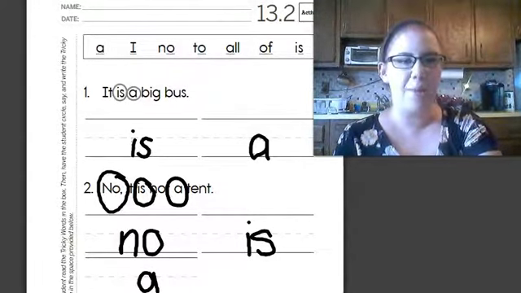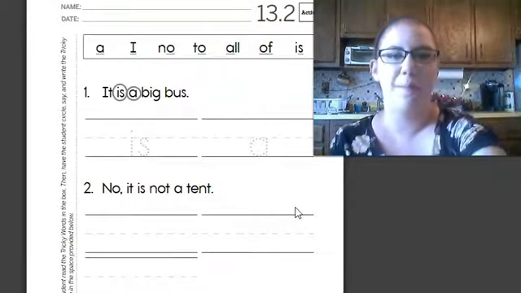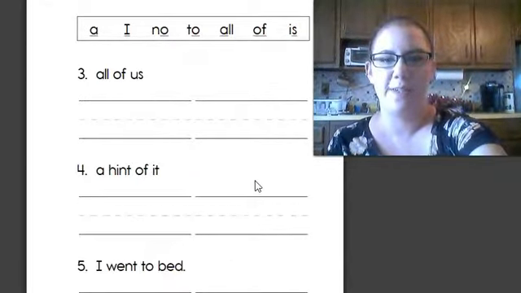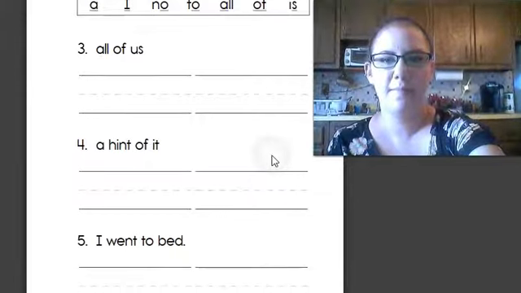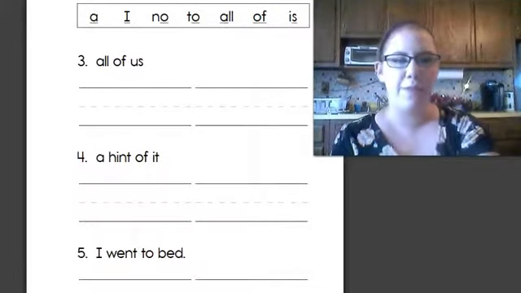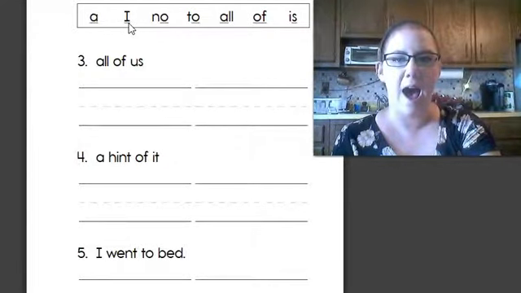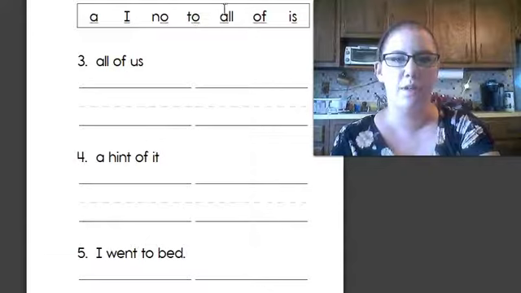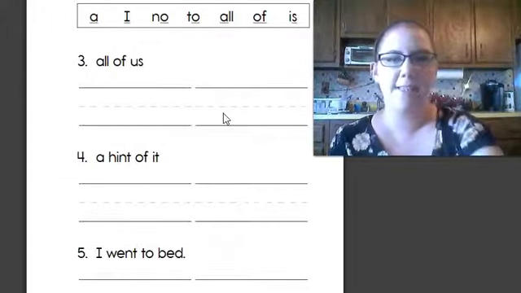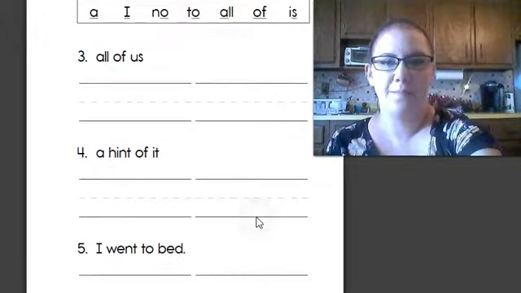We've got one more page to look at with some tricky word practice, and then we'll be all done for today. Let's review these tricky words again. A, I, no, to, all, of, is. Now let's see what we can find.